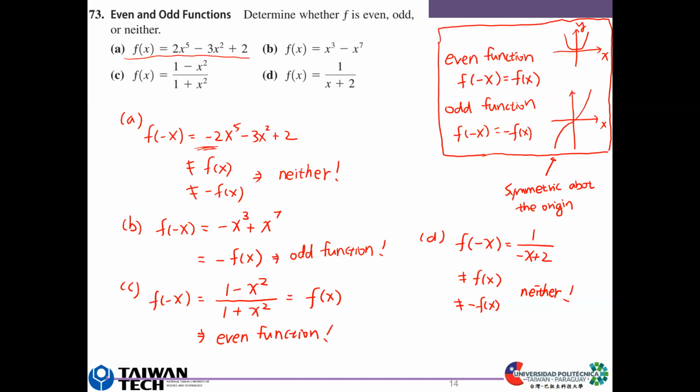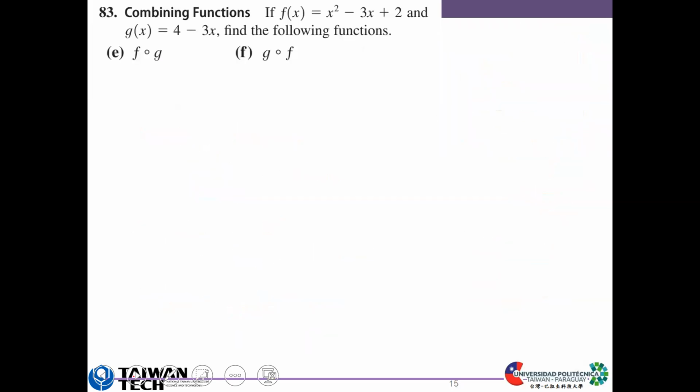Okay, the next problem we're looking at is problem 83. Problem 83 is combining functions. If f(x) is x squared minus 3x plus 2, and g(x) is 4 minus 3x, find the following functions. We only talk about 2 problems here.